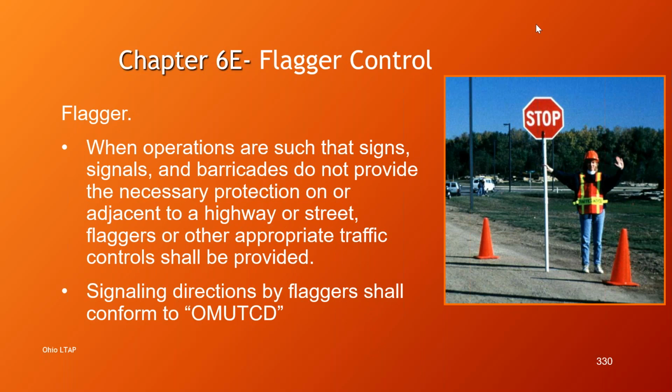And so the manual tells us that when operations are such that signs, signals, and barricades do not provide the necessary protection on or adjacent to a highway or street, flaggers or other appropriate traffic controls shall be provided. And signaling directions by flaggers shall conform to the OMUTCD. So your signaling directions are clearly shown in the manual, and also in the PDF of the guidelines for traffic control in work zones that I gave you as a handout.